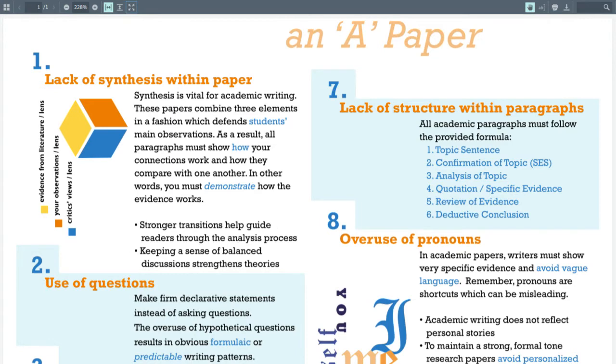As I say here, stronger transitions help guide readers through the analysis process. I'm often telling students, build a stronger transition. And you want a cohesive thought running through the beginning to the end of the paper. That is also a component of synthesis. Okay.